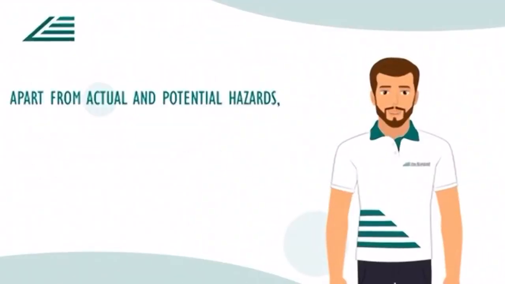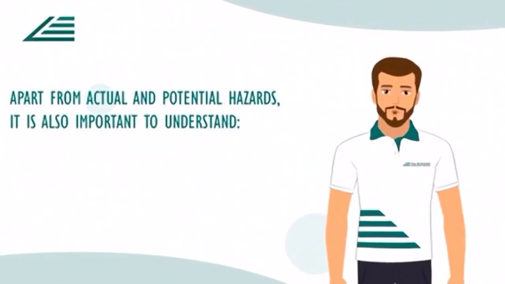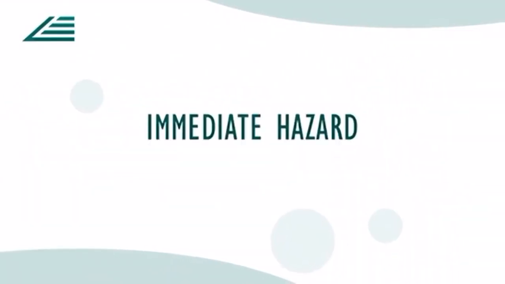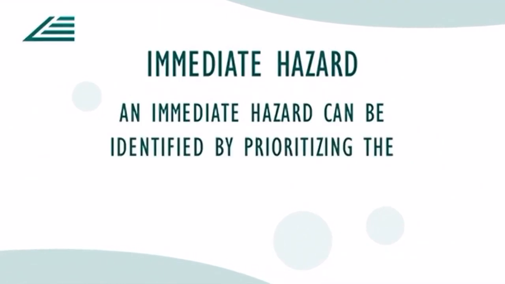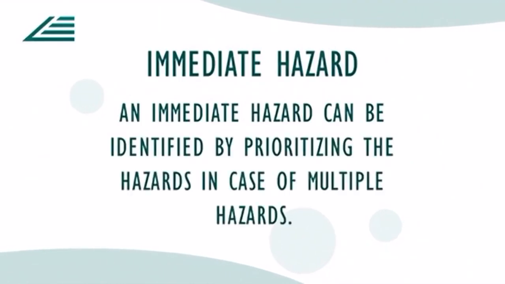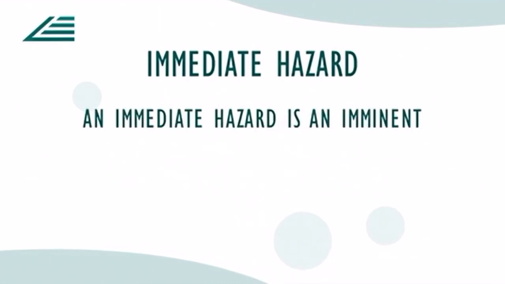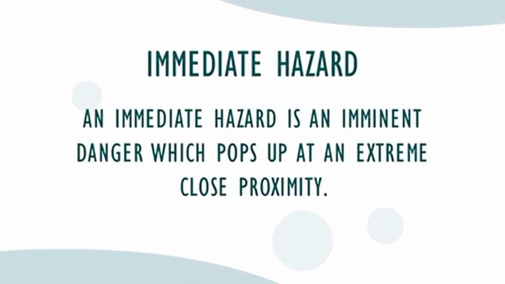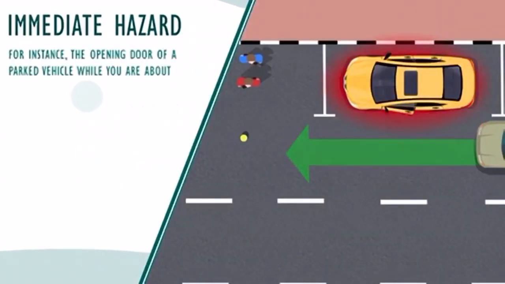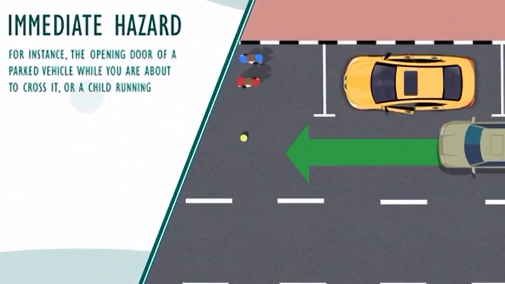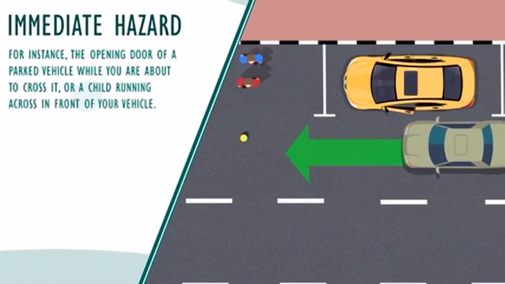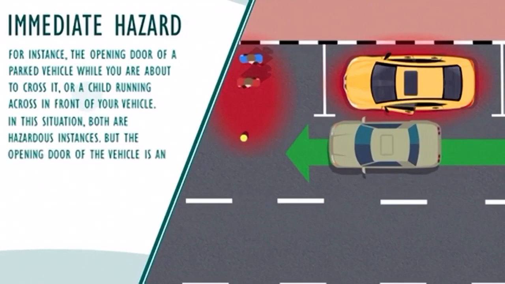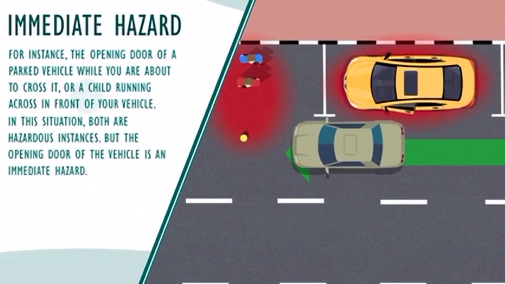Apart from actual and potential hazards, it is also important to understand immediate hazard and cause of hazard. Immediate hazard. An immediate hazard can be identified by prioritizing the hazards in case of multiple hazards. An immediate hazard is an imminent danger which pops up at extreme close proximity. For instance, the opening door of a parked vehicle while you're about to cross it, or a child running across in front of your vehicle. In this situation, both are hazardous instances, but the opening door of the vehicle is an immediate hazard.